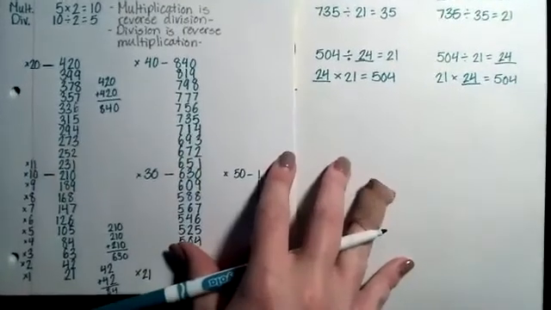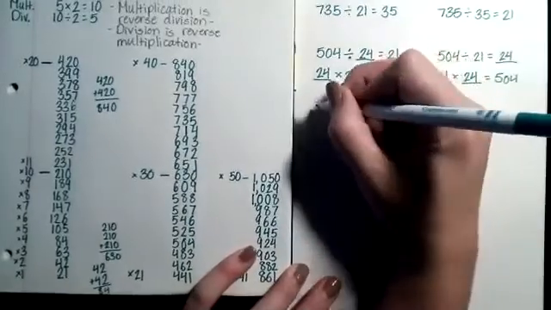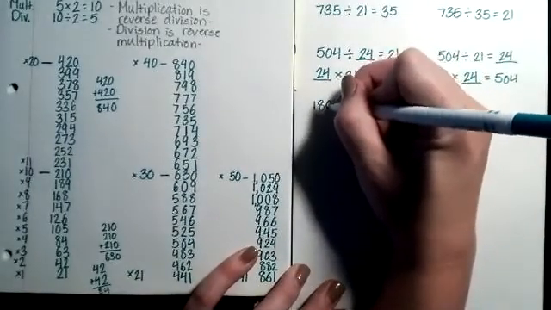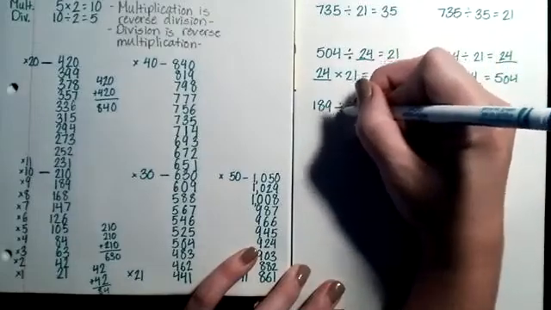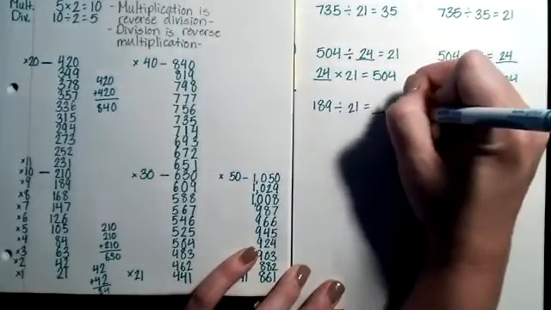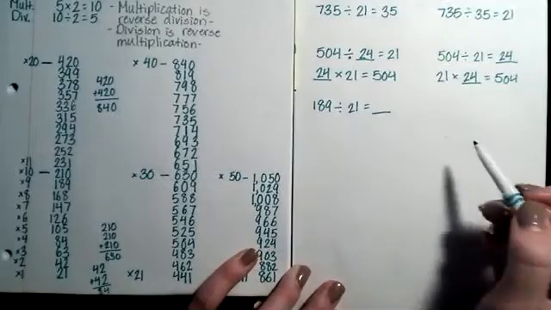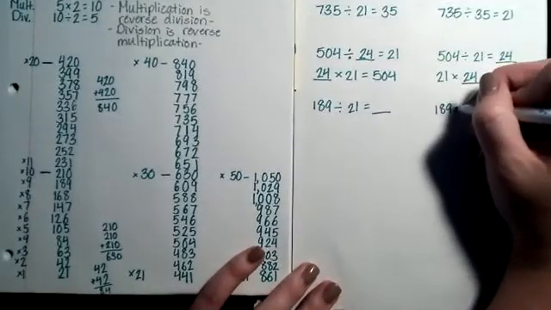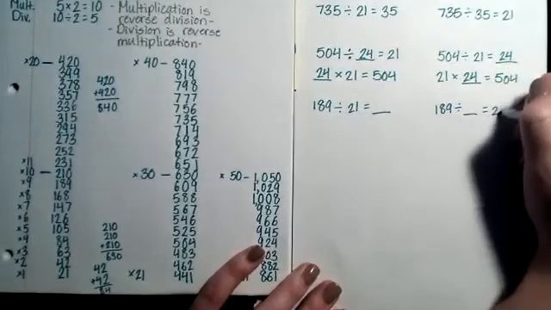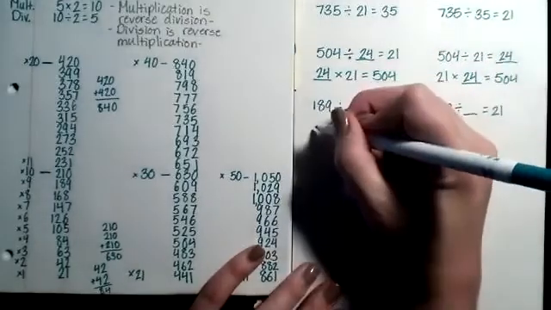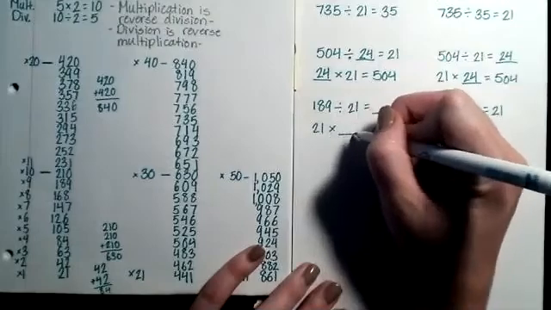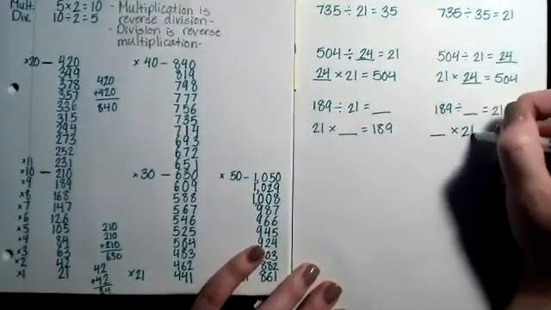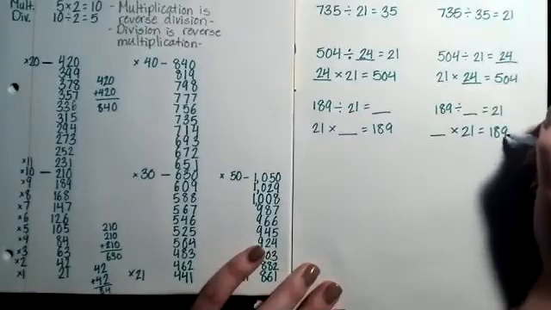Okay, let's do one more. Let's try 189 divided by 21 equals something. Okay, and again, I'm going to fill out all my fact family problems before I even find my answer. So I also know 189 divided by this number is going to equal 21. And if I turn it into multiplication, 21 times this number is going to equal 189. And this number times 21 is going to equal 189.